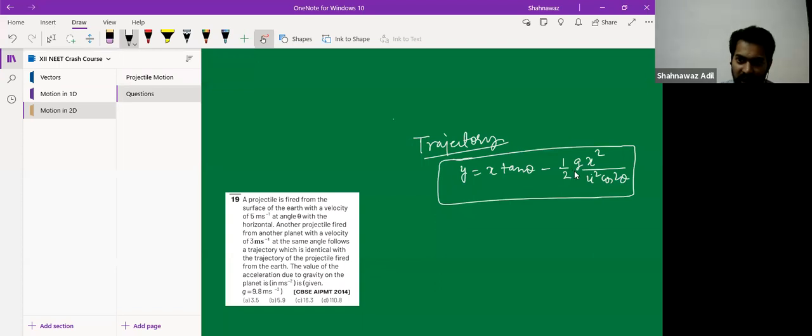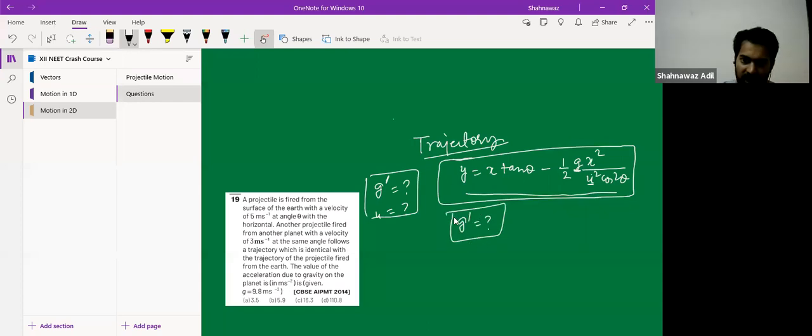Okay, it is dependent only upon the initial velocity u and the gravitation g, because on the other planet your g is different, right? And u is different, because it is 5 meter per second here and it is 3 meter per second here. Okay, so use this equation and try to calculate what g prime is. So this is your homework.